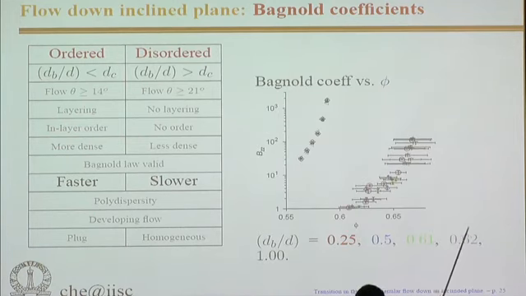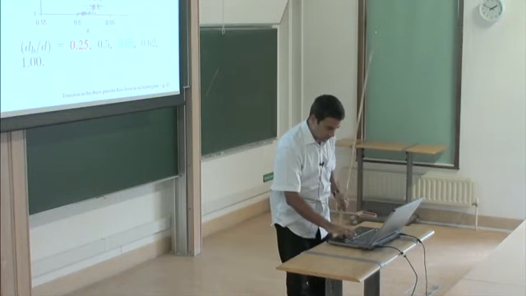So this is an ideal system. Okay, so this is another plot of the Bagnold coefficient now versus volume fraction. This is the ordered branch, higher volume fraction, lower Bagnold coefficient. Okay. Disordered branch, lower volume fraction and higher Bagnold coefficient.